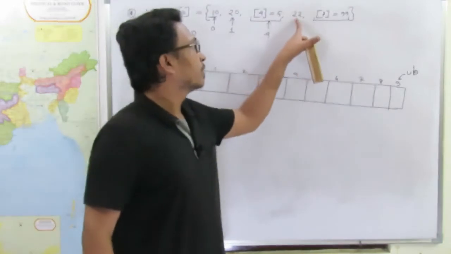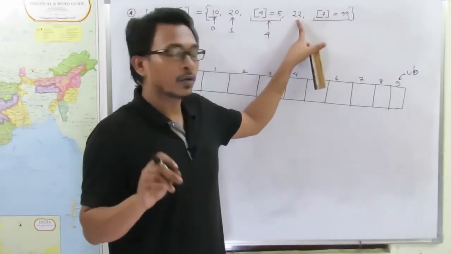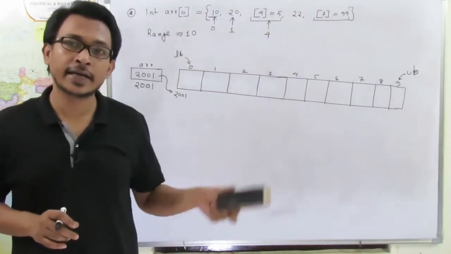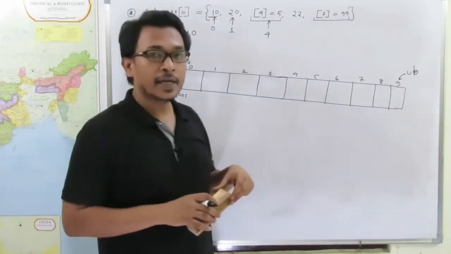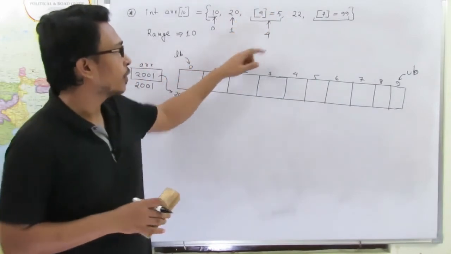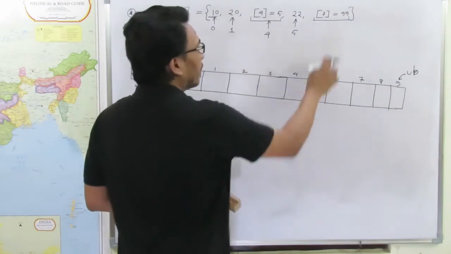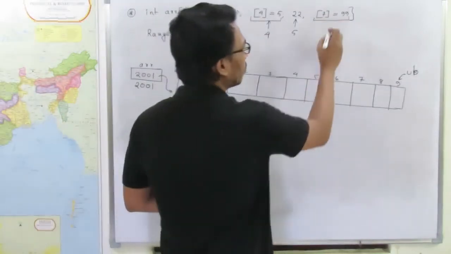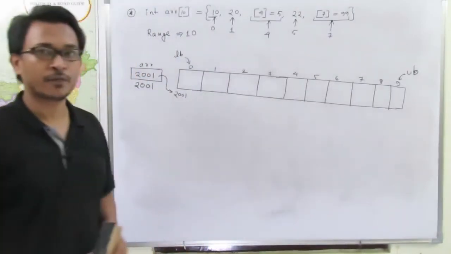Now for this element we did not specify any index. Now where will it be stored? Look, it will be stored after the last index where an element is stored. So in which index is the last element stored? The last element is stored in index 4. So this element will be stored in index 5. Now where will this element be stored? This element will be stored in index 7 because the index is already specified.